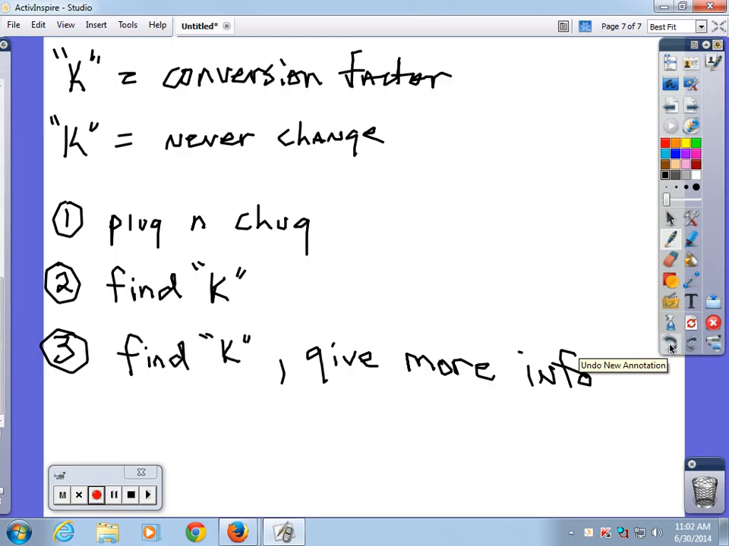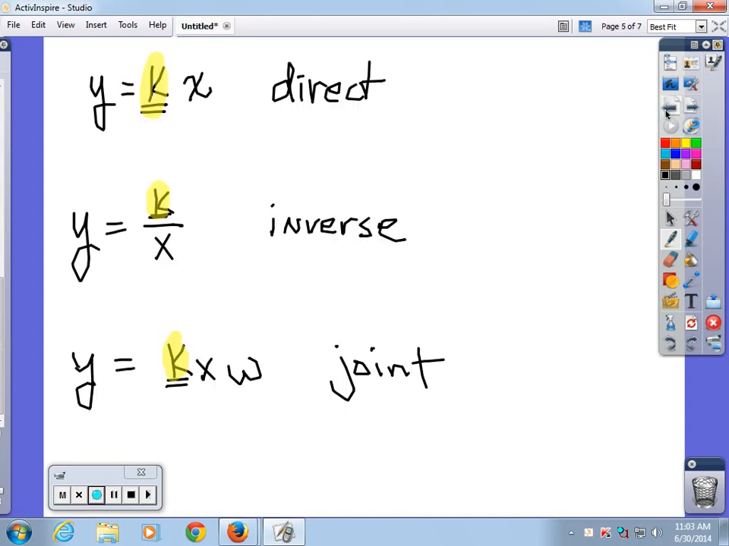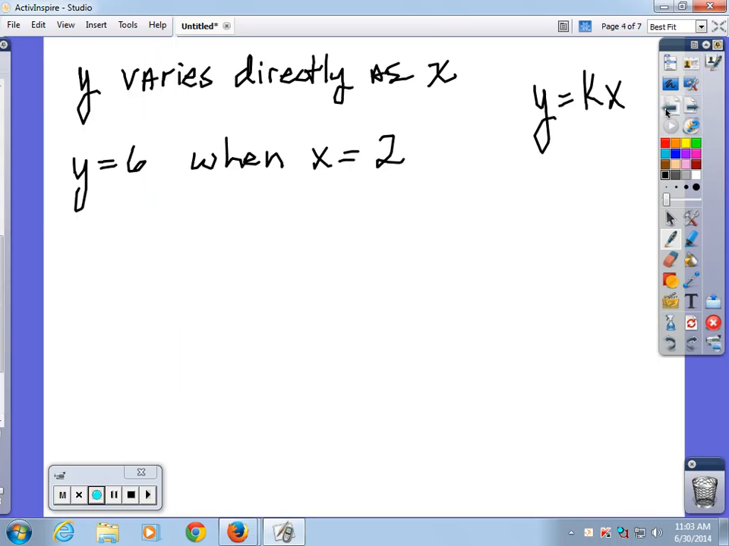Okay? So there's your three type problems, and after we go through a couple, you'll start to see what I'm talking about. Now, in the problem we were going to start a while ago, there's our two jiggers. It says y varies directly as x. Now, that's the first one because it says directly. So we're going to use y is equal to k times x.